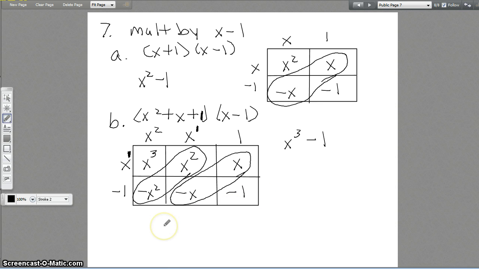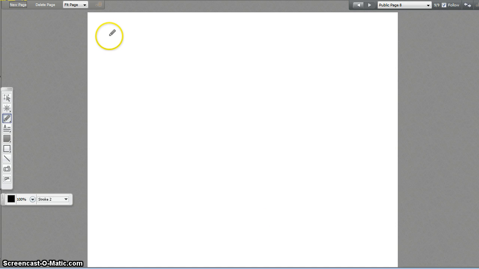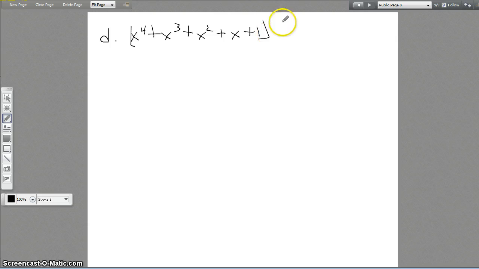So what you need to do for number 7 is continue working out the parts that it has and see if you notice a pattern. So notice for the first one we had x squared minus 1. For the second one we have x cubed minus 1. I'm going to go to a new page and I'm going to skip down to part D, which is x to the 4th plus x cubed plus x squared plus x plus 1. And I'm going to multiply that by x minus 1. And let's see what that turns out to be.